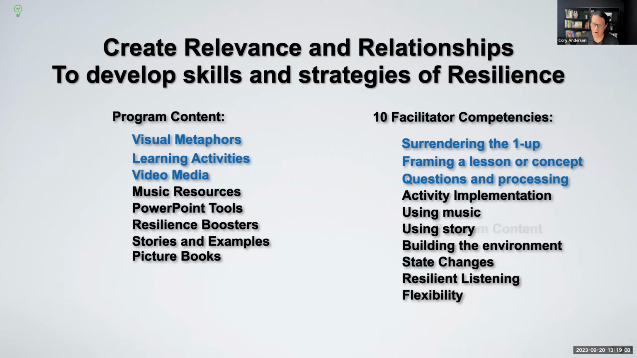What you see here on the screen taps into relevance and relationship. What we're missing on the screen are what these skills of resilience are, and I do want you to know what that is. So Jason, if you want to share the skills of resilience now, that'd be great.